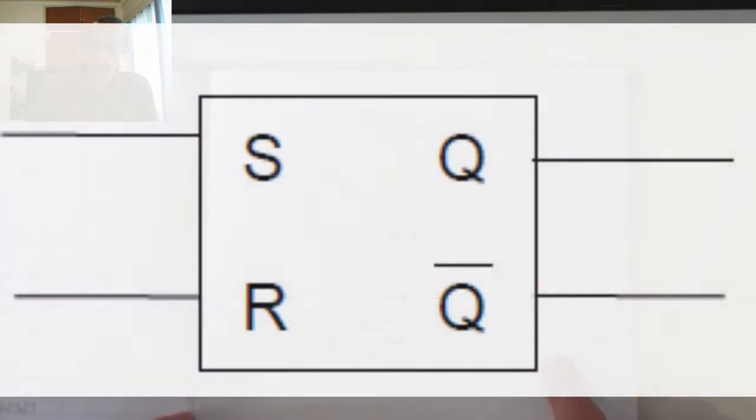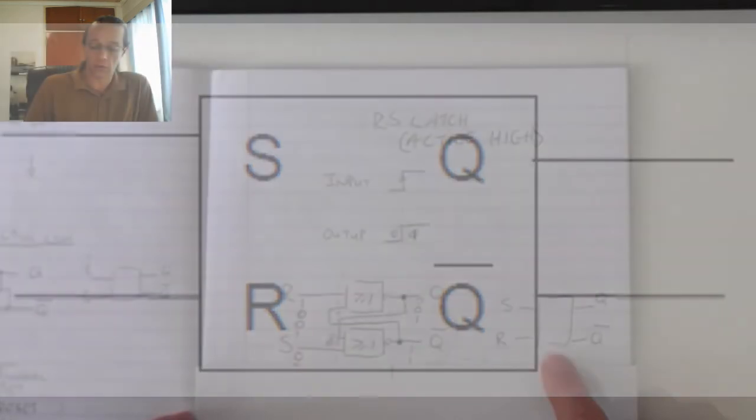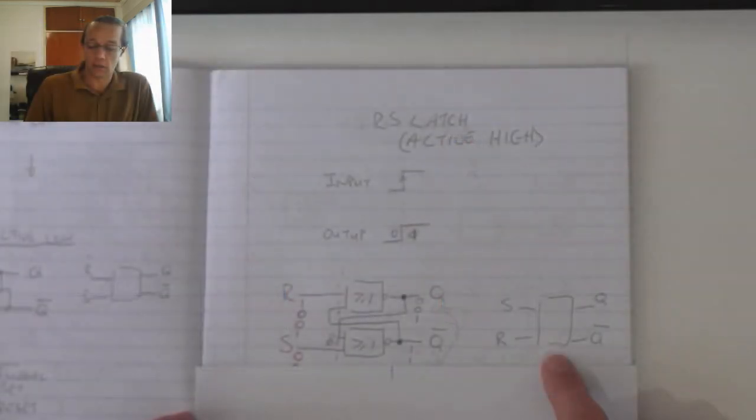Symbol: SR goes in, and we get Q and not Q out. It's important that set goes into the not Q's NOR.